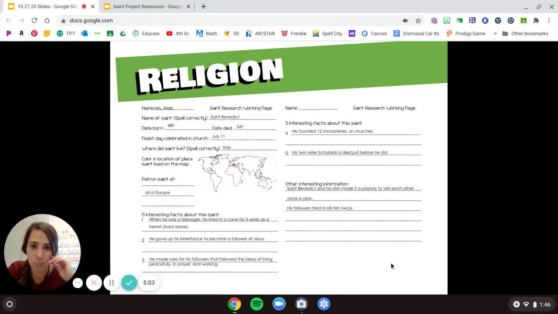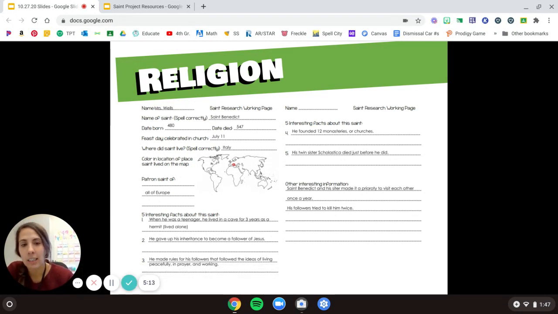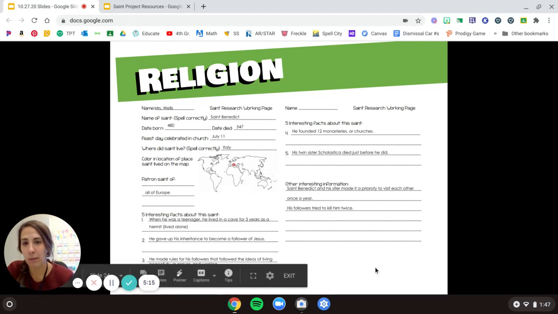Okay. So what you're going to do then is fill out your page inside. And this was my example, it was Saint Benedict. Okay, so I went through and filled out all my parts. I had five interesting facts, and then I added more information about Saint Benedict. Then I'll use this information to write my paper.